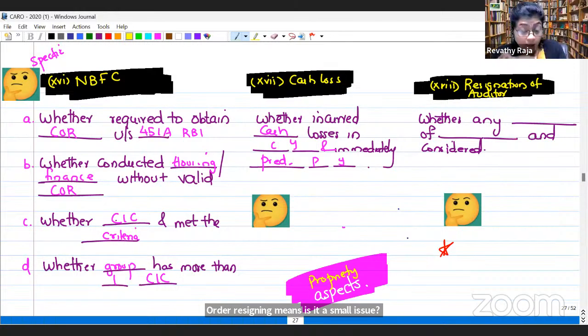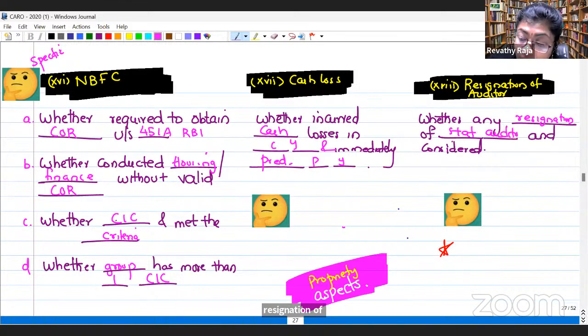No. Now, you are the auditor of the current year. You are accepting the audit and continuing the audit because the previous year auditor has resigned. Thus, as the auditor of the current year, you should report whether there has been any resignation of the statutory auditor and whether we considered that. Resignation of auditor means the auditor of the previous year. I will repeat in 2 languages.